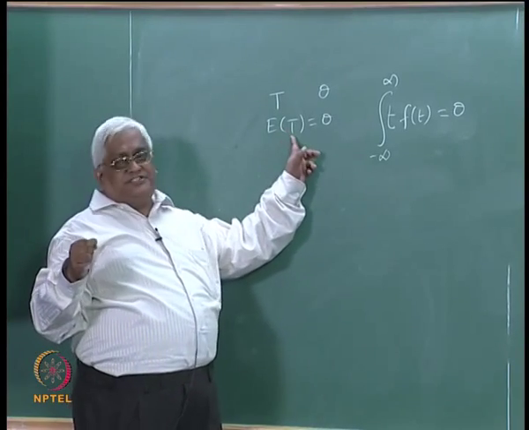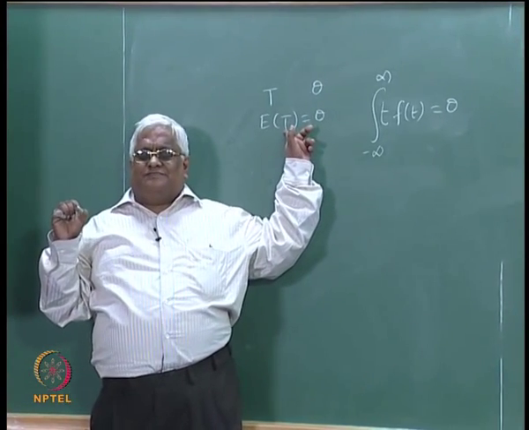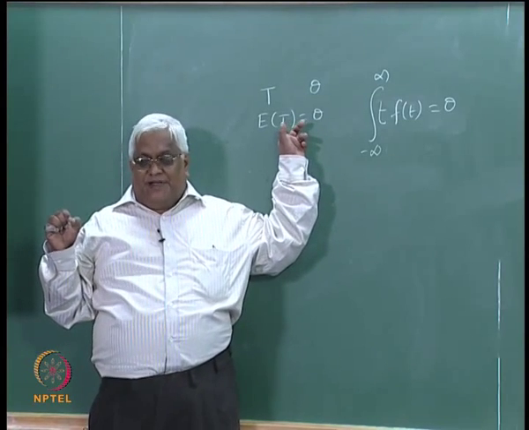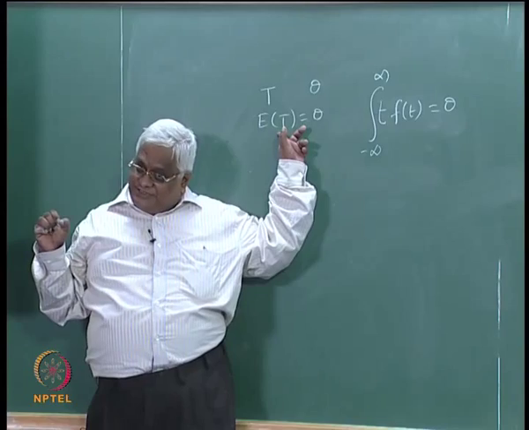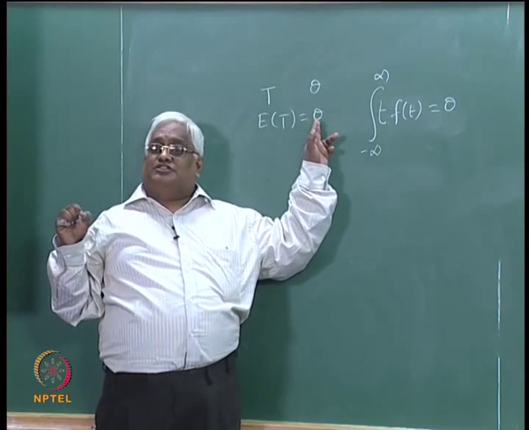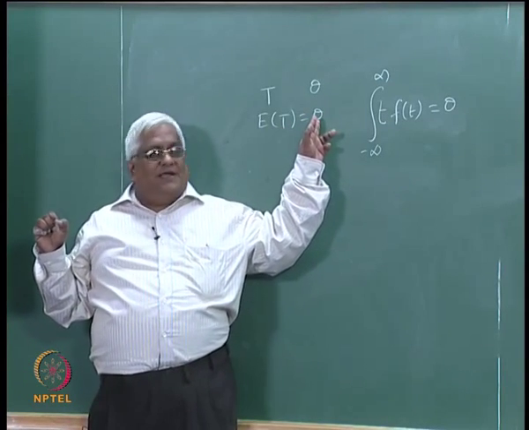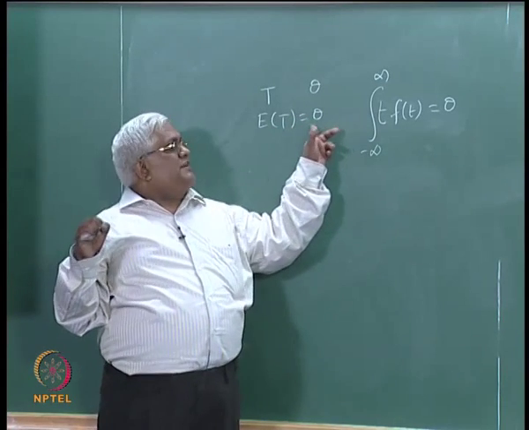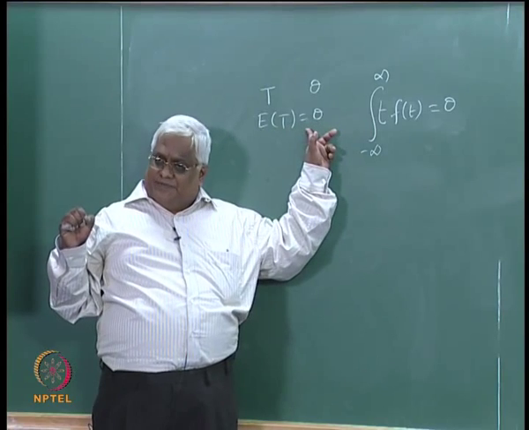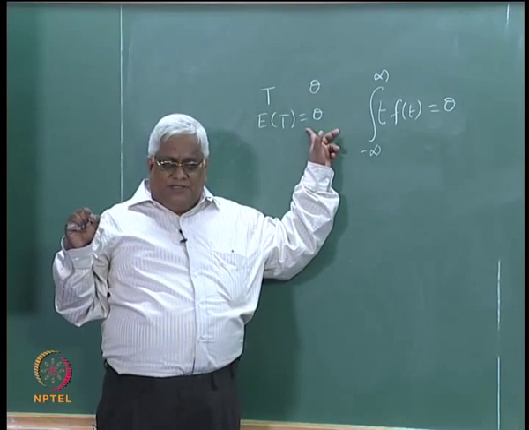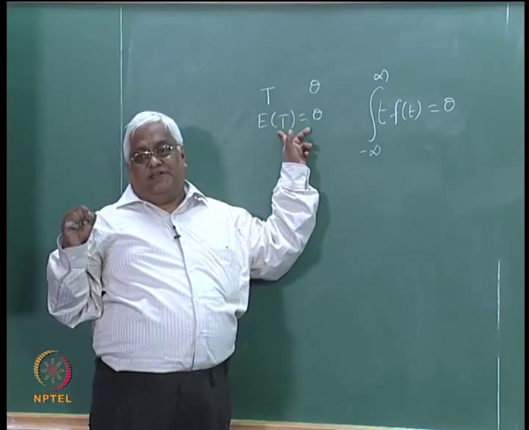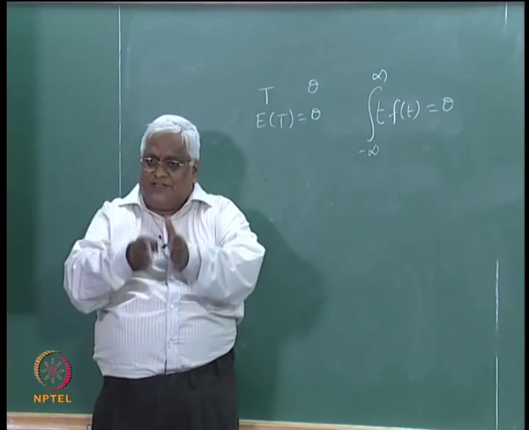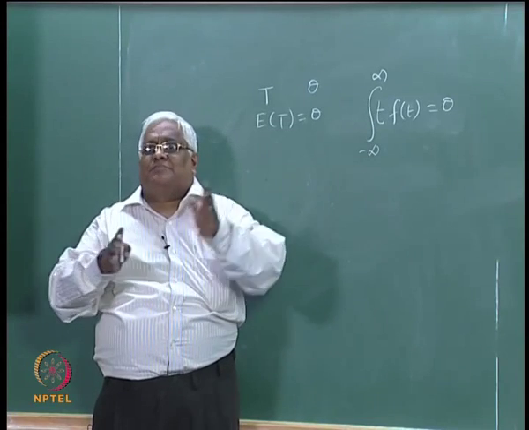A function of the sample observations, t is a function of the sample observations, theta is the parameter that is to be estimated, then t is said to be an unbiased estimator of theta if expected value of t is equal to theta. Expected value of t means you are finding the mean of t. If that is theta, then you say that t is an unbiased estimate of theta.